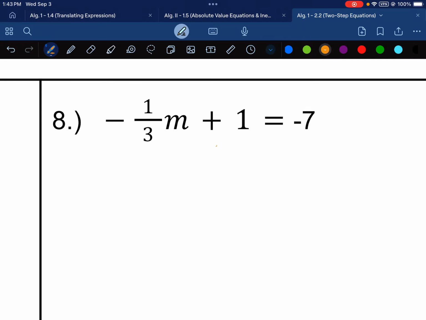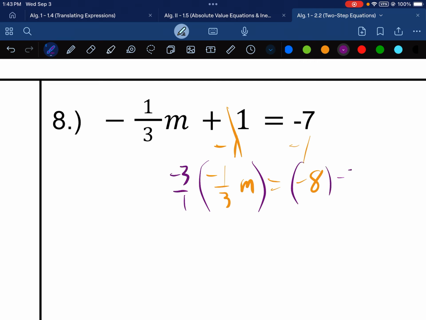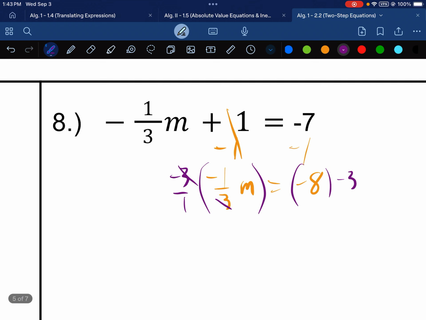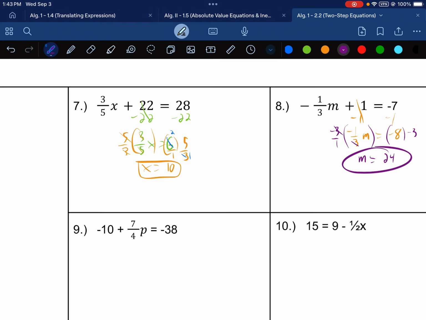On number 8, once again we undo the addition here first by subtracting 1. So we get negative 1/3 m equals negative 8. Multiplying by the reciprocal here is negative 3 or negative 3 over 1. Where we put the negative on the fraction does not matter because regardless, a negative times a negative is a positive. So as we reduce, we get positive 1m. On the other side, we get positive 24.